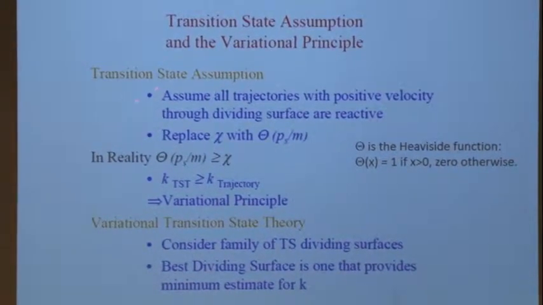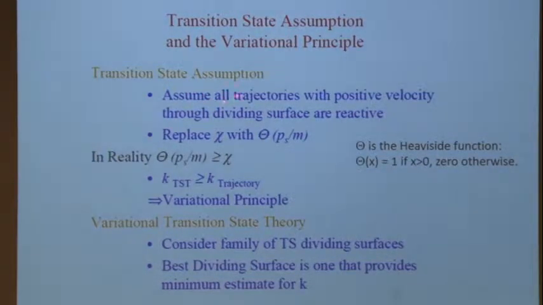So the main assumption we made was that we assumed all the trajectories with positive velocity through the dividing surface are reactive, are going to go to products. So that replaced this chi with a Heaviside function. Because we did this, our rate coefficient is always an overestimate, because chi can be 0 or 1, it's reactive or not reactive. We assume they're all reactive. So we chose it to be the maximum value.